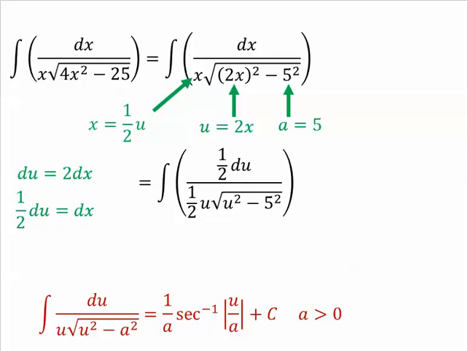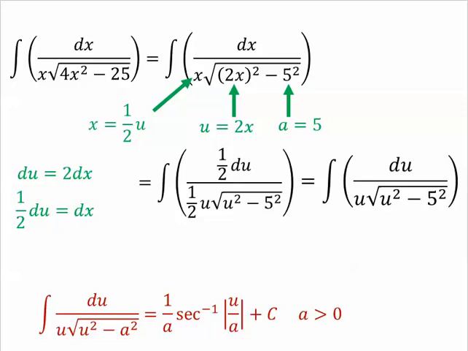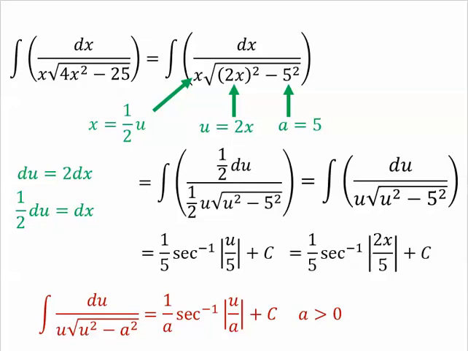Once you put in your substitutions, looks like we should do some simplifying. Let's multiply the top and the bottom by 2. And then check, do we have the inverse secant pattern? Well, we do, with a being 5. So find the antiderivative, and then substitute back. Now remember, our original problem was a definite integral. So we're going to go back to our definite integral using our result of 1/5 inverse secant of 2x over 5.